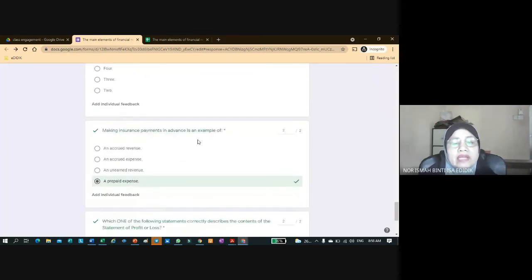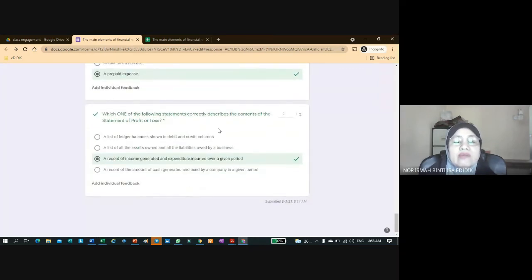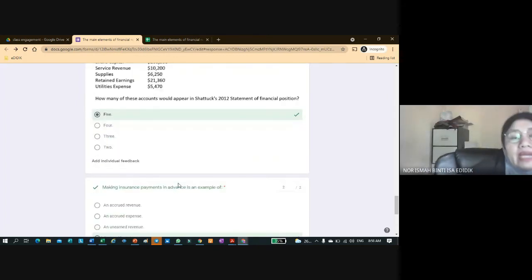Making an insurance payment is an example of prepaid expenses. Okay, and then which one of the following statements correctly describes the content of the statement of profit and loss? This is a record of the generated expenditure incurred over a given period. This is a list of balances of debit and credit columns. This is a trial balance. A list of the assets owned and all liabilities owed by the business is the statement of financial position. And a record of the amount of cash generated and used by the company in a given period is the statement of cash flow. So semua dapat dah jawapan.